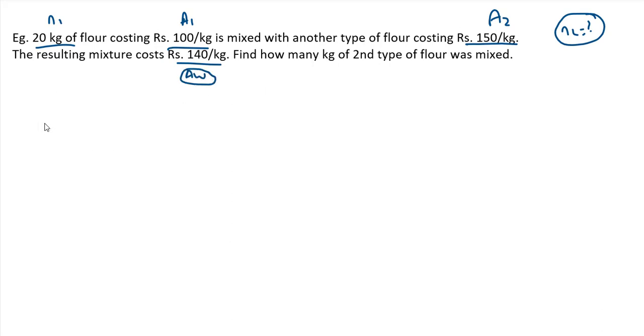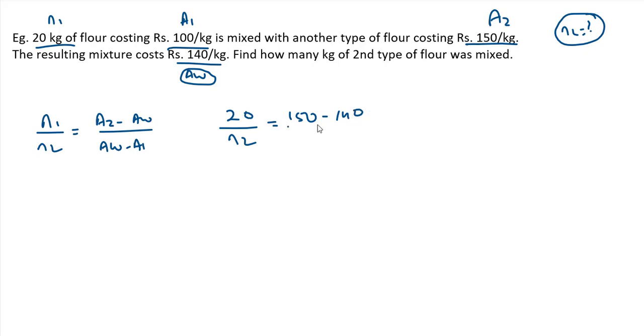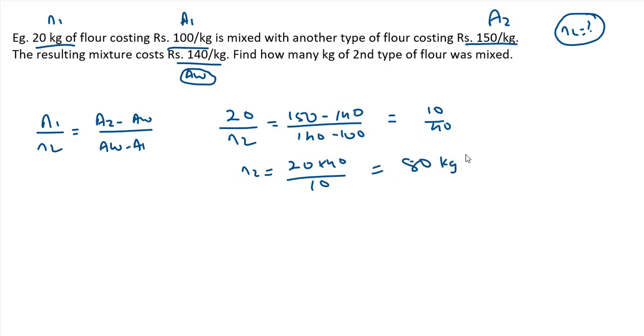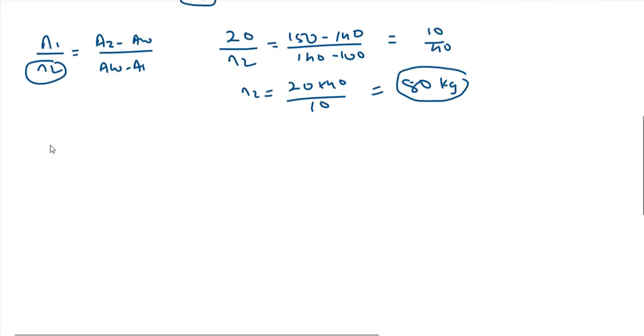So here we will use the alligation equation, which is N1 by N2, which is equal to A2 minus AW upon AW minus A1. So N1 is 20, N2 we need, A2 is 150 minus AW, which is 140, the whole upon 140 minus 100. So this will be 10 by 40. So from here we will get N2. N2 will be equal to 20 into 40 upon 10, which will be equal to 80 kg. So this is how we can use the alligation equation for finding N2. Let's take one last example based on this concept.